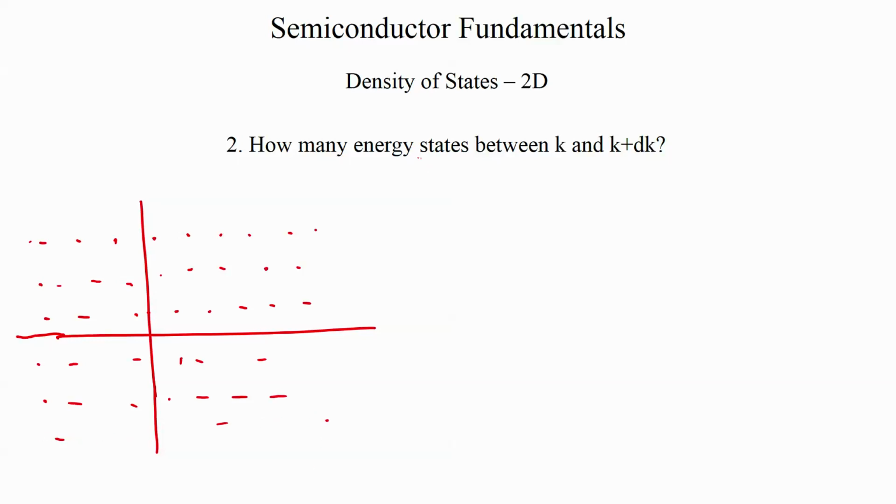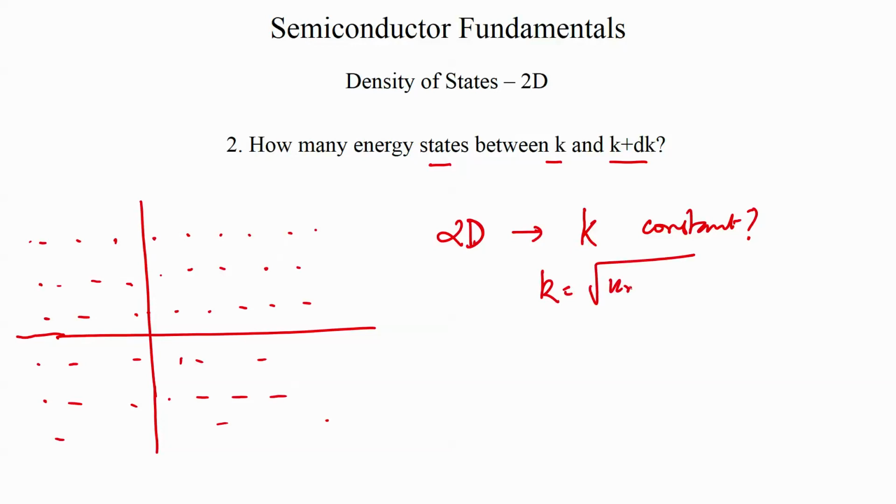And we want to know how many states between K and K plus dK. So what is the locus of points on a 2D map, in 2D space, which keeps K constant? K will now be square root of Kx square plus Ky square. So what is this locus of points? The answer is it's a circle. You want to keep the radius constant.